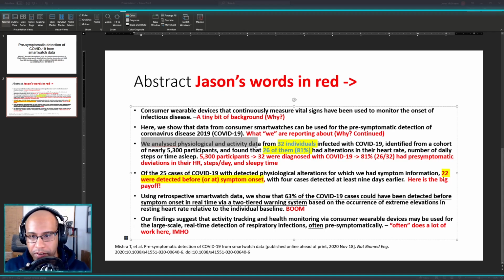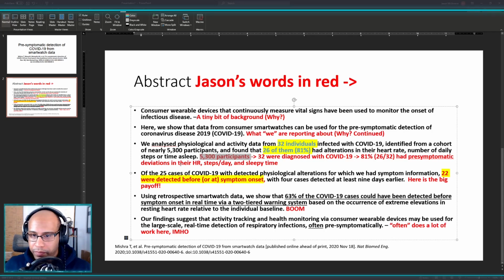Then the top line results, which is saying how many people or subjects or animals or samples were analyzed, and then what the main result was of whatever intervention or information you were looking to get out of them. So for this one, they had 5,300 participants who signed up to be in this study, who all had smartwatches. 32 were diagnosed with COVID-19, so they're tracking these people's health status or diagnoses.